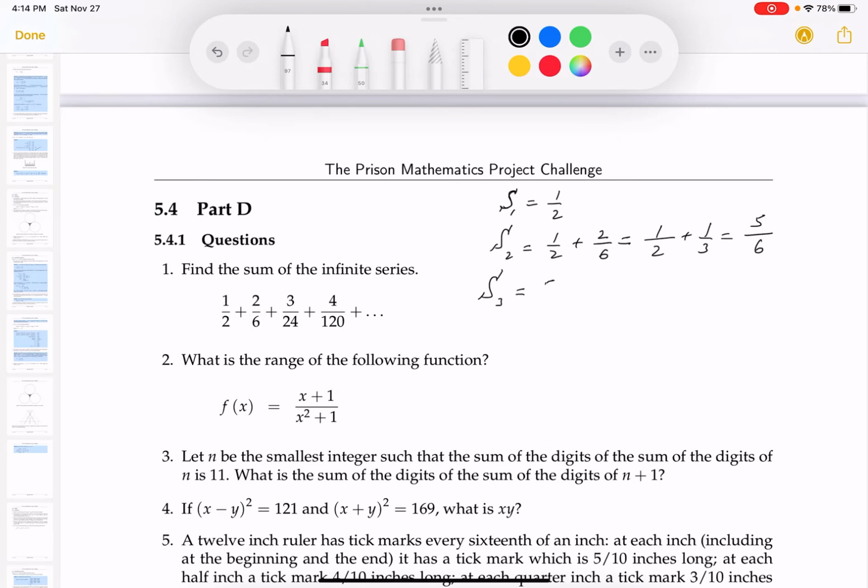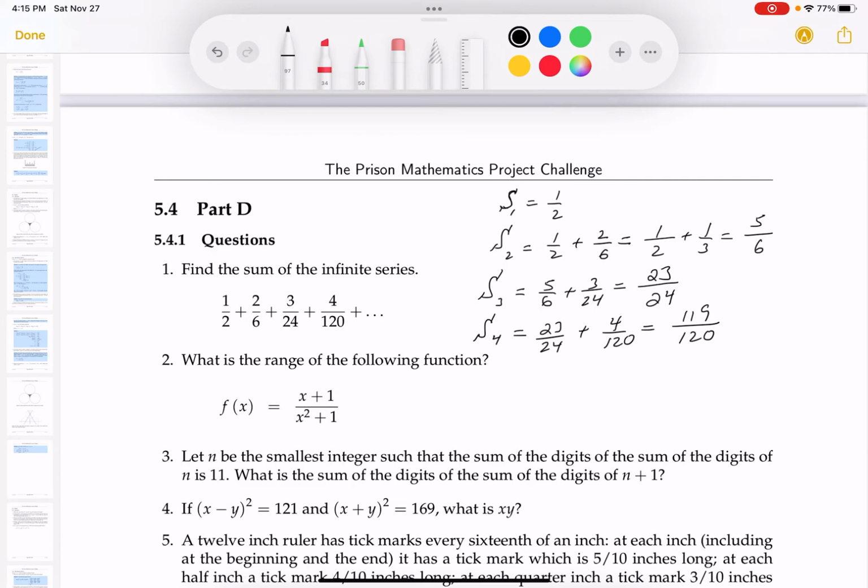That's going to be 5/6 plus 3/24. You're going to get 24 as a denominator, and then you're going to get 4 times 6 minus 1, which is 23. Well, there's a pattern. I'm not sure if it's going to keep going, but let's take a look. S4, what's that going to be? 23/24 plus 4 over 120. I'm going to say that's 120, and 5 times 24 is 120. 5 times 23 is 115, so 119.